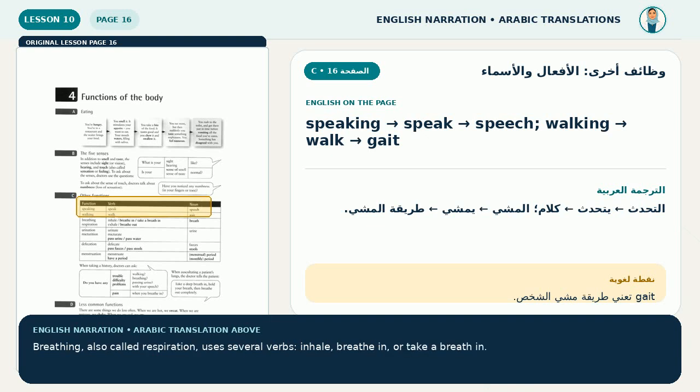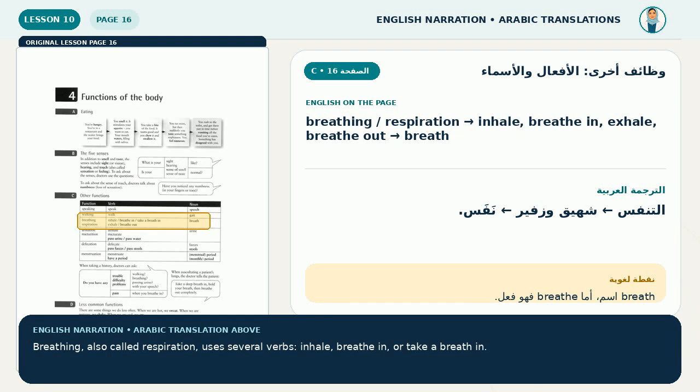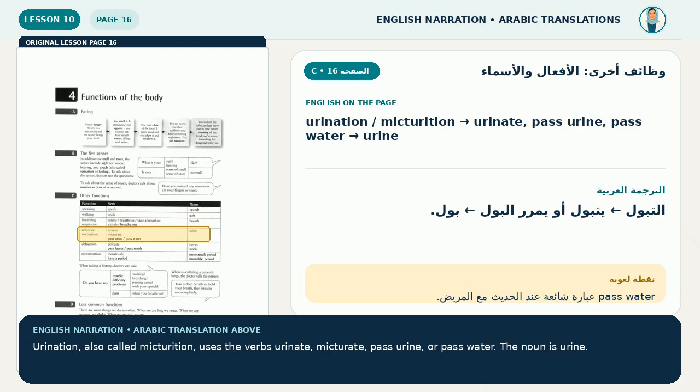Breathing, also called respiration, uses several verbs. Inhale, breathe in, or take a breath in. The opposite is exhale, or breathe out. The noun is breath. It is important to say take a deep breath, not take a deep breathe, because breath is the noun. Urination, also called micturition, uses the verbs urinate, micturate, pass urine, or pass water. The noun is urine. Doctors may use the everyday phrase pass water when speaking to a patient.